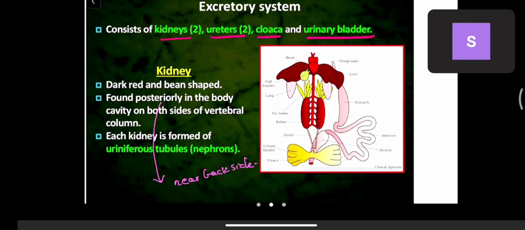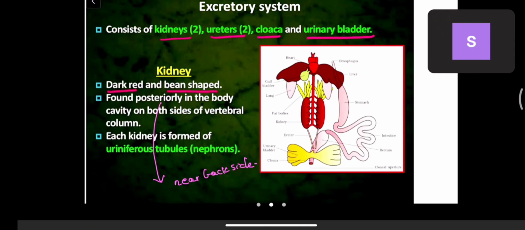1 cloaca is present. In the case of the male reproductive system, ureters directly open into the cloaca. In the female reproductive system of the frog, ureters as well as oviducts, both of them open into the cloaca separately. Understood? That we will study later. So a urinary bladder for storing urine is also present. Clear? What is the shape of the kidney? Color is dark red and bean shape.